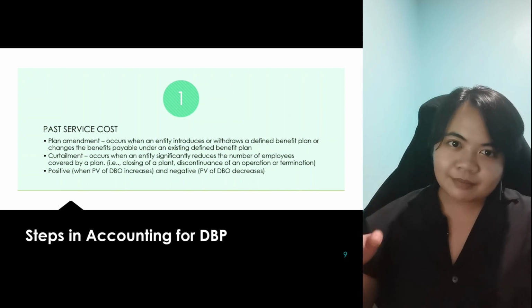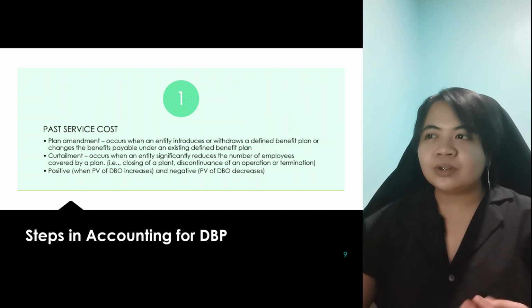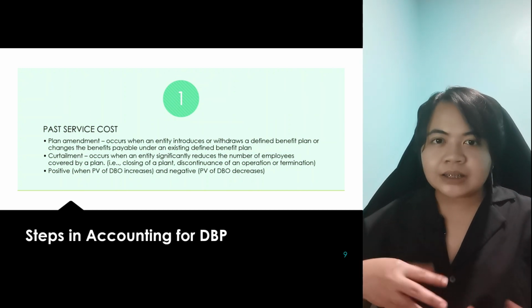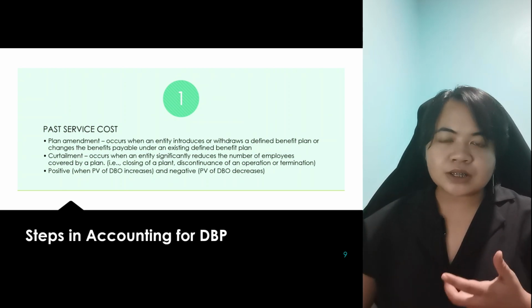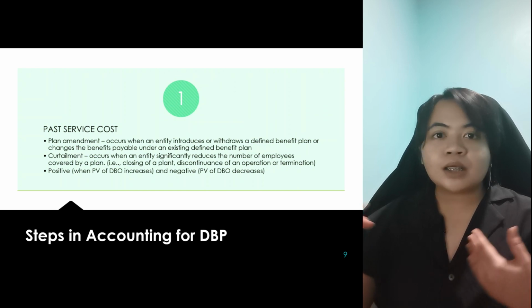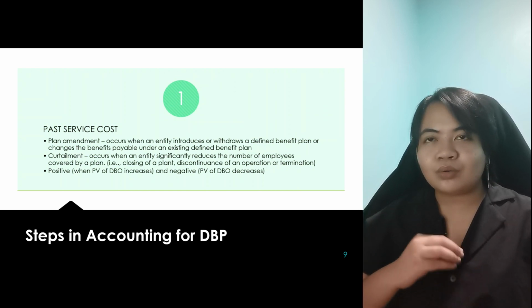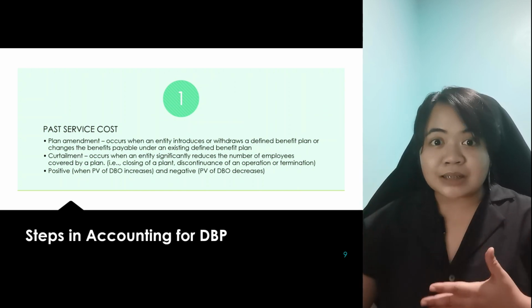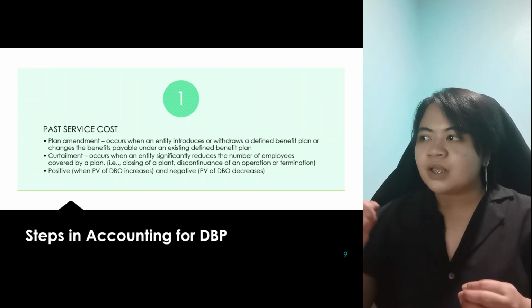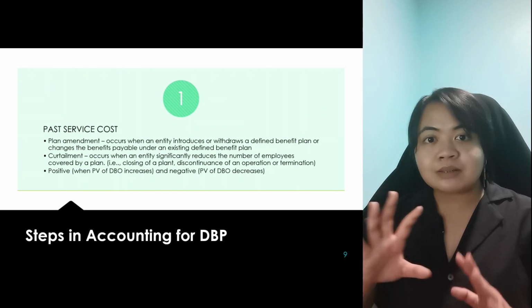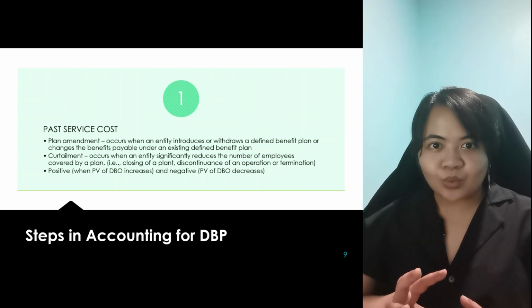Okay? Now, we go to plan amendment. Plan amendment, by the name itself, plan amendment. May binago po doon sa defined benefit plan na nasa trustee or nasa financial institution. It's either may dinagdag na bago or binawasan. So nag-amend, nabago yung conditions. Okay? And yung curtailment naman po is nabawasan yung mga empleyado.